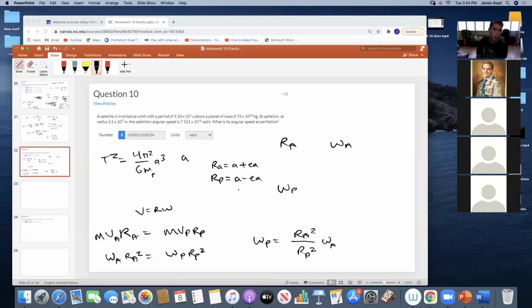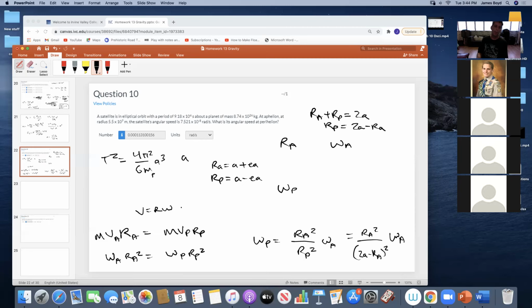How we would find, we don't actually need that, sorry. We need RA plus RP is equal to 2A. And from that, because we're given RA, we know that RP is 2A minus RA. Once we have A, it's easy to plug in there. With that, we can get RA over RP. So this becomes RA, which is given, over 2A minus RA, squared, and then times omega A, which was given. And you'll solve it. So there's a lot going on here.